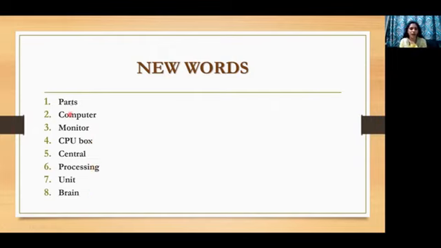Okay. These parts, computer, CPU box, unit, these words are very easy. You already know these spellings. And the other words you have to write and study. Okay.